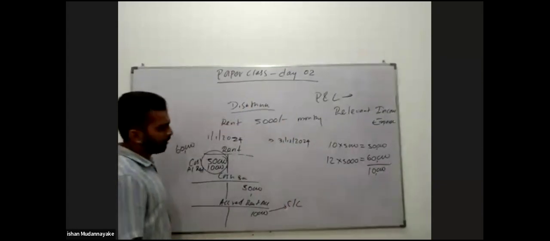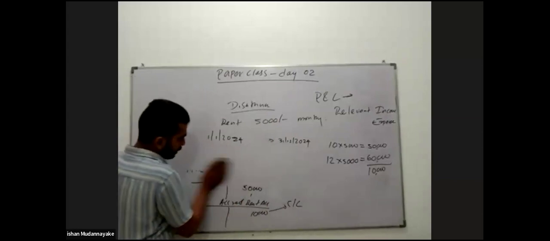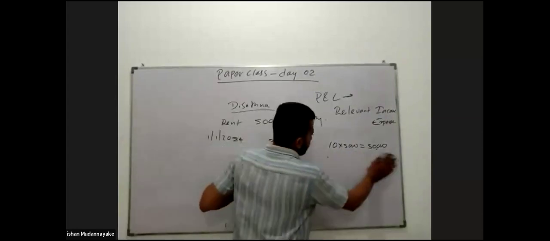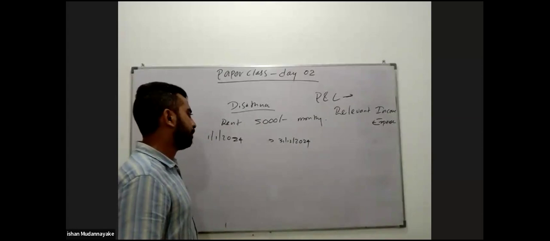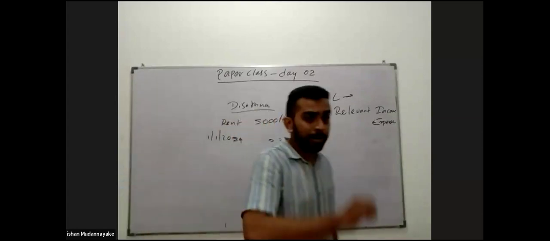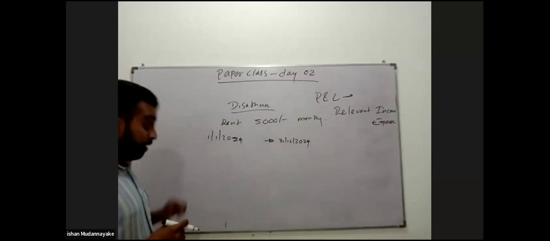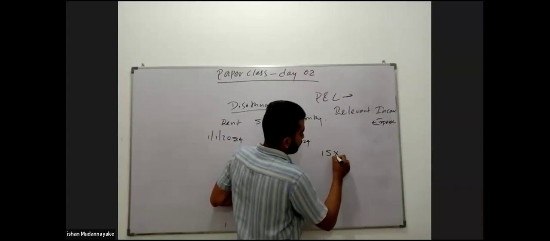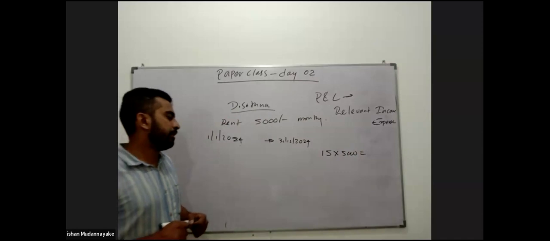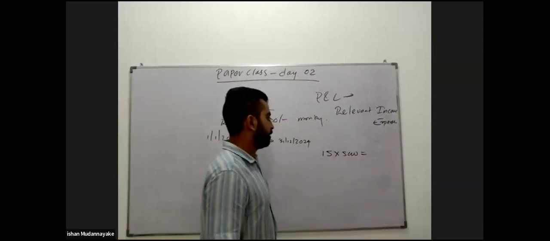Right. Now we will look at prepaid expenses. Let's say in this business organization, the monthly rent is 5,000. But during the financial year, rent for 15 months has been paid. Tell me, 5,000 into 15, how much is the total rent paid?